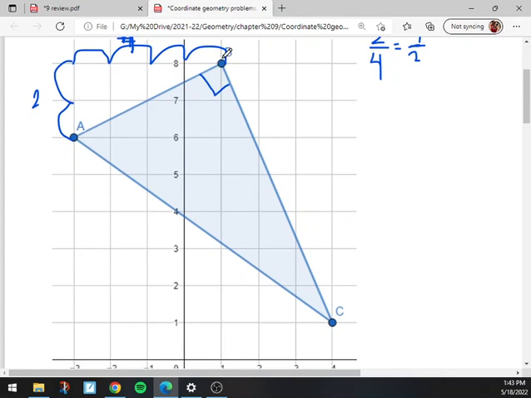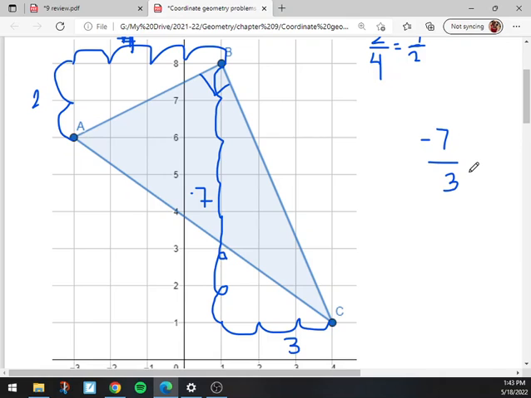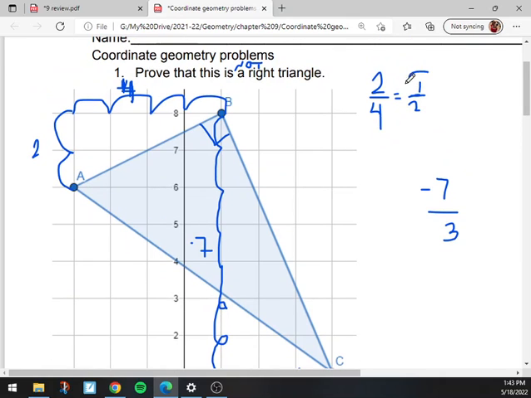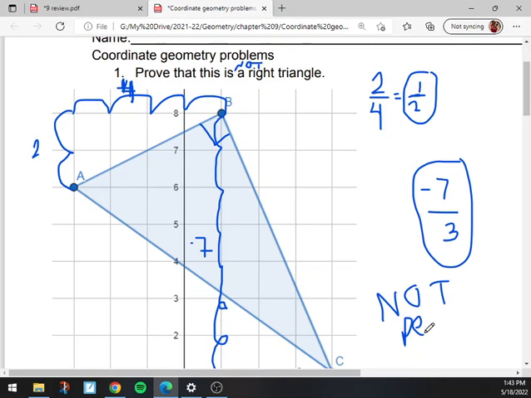It's a right angle. If I check it out, though, 1, 2, 3, 4, 5, 6, 7. All right, 7 down, so that's -7. And then 1, 2, 3 over, -7 over 3. So are those opposite reciprocals? Well, one's positive and one's negative, but they're not the same numbers flipped. So that is not perpendicular.